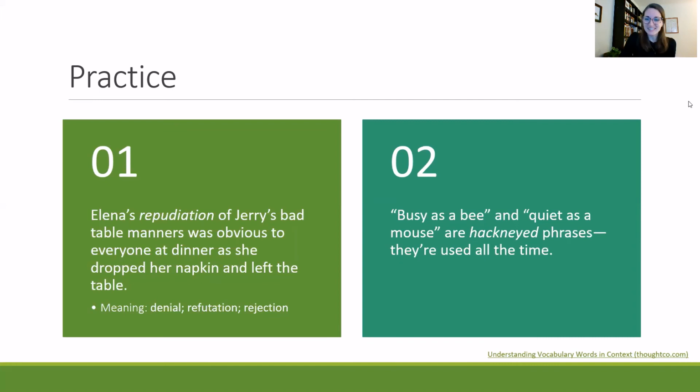Now for the second sentence, it says, busy as a bee and quiet as a mouse are hackneyed phrases. They're used all the time. Now, maybe you've heard these phrases before, busy as a bee, quiet as a mouse. Certainly, they tell us here they're used all the time. They're very frequently used. So how would we describe a phrase that we say is frequently used? When I see the word hackneyed, I think of maybe overused or perhaps very common. And when I look at the definition, it means trite, cliched, or worn out. So I'm on the right track with my understanding there.